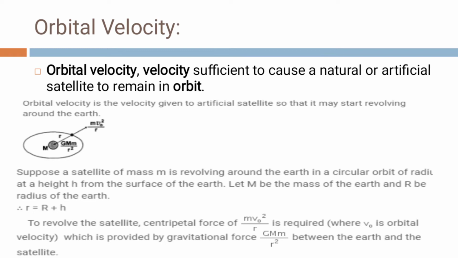Next one, I am going to orbital velocity. As you know, the velocity sufficient to cause a natural or artificial satellite to remain in orbit is called orbital velocity. Orbital velocity is given to orbiting satellites so that they may start revolving around the earth.